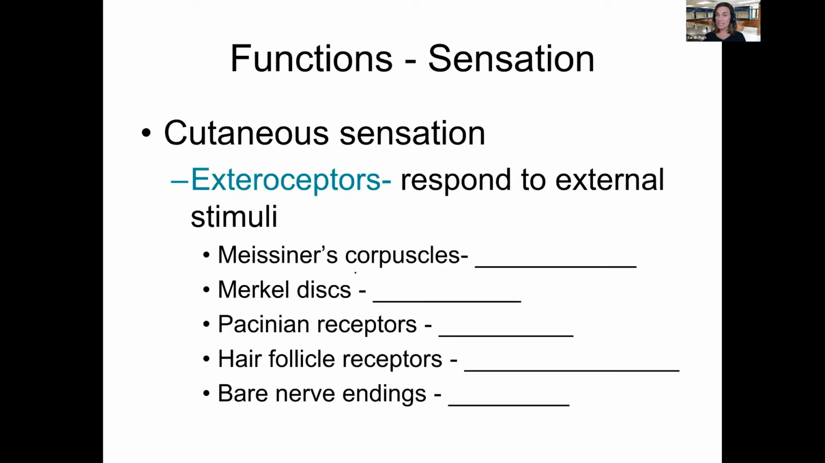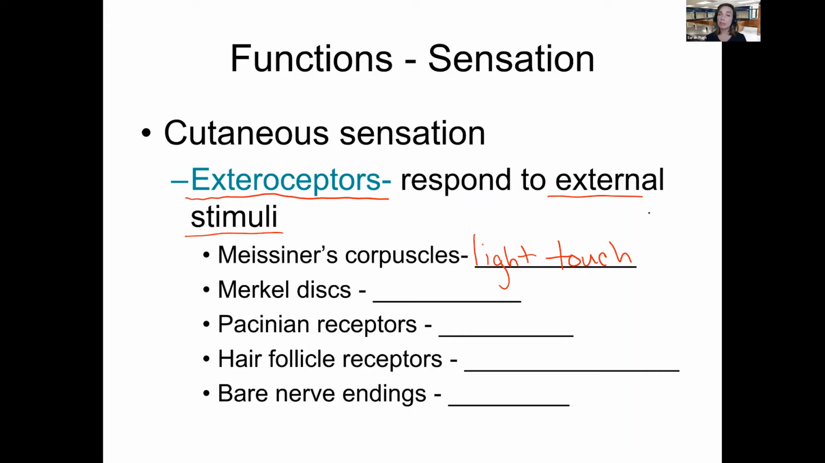Another big function of your skin is sensation. So you have a lot of receptors in your skin that pick up different senses and different stimuli. And we call these exteroceptors. So that just means external receptor. It's going to pick up an external stimulus. So we have a couple that are listed here that we find in the skin. One is called a Meissner's corpuscle. A Meissner's corpuscle, where we find it, is very close to the surface of your skin. So it's going to pick up things like light touch or light pressure.